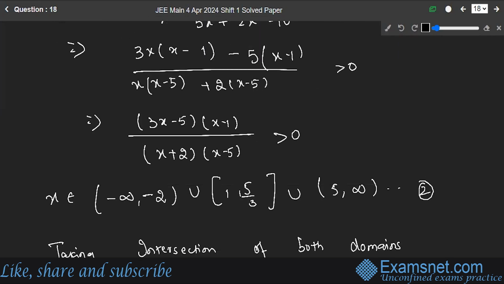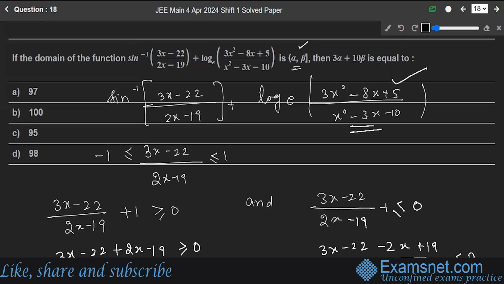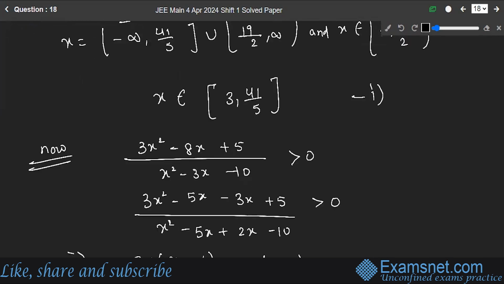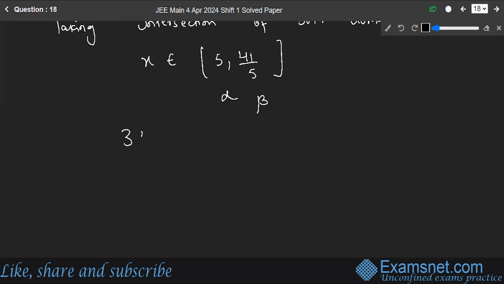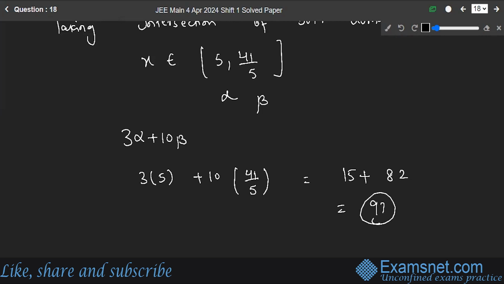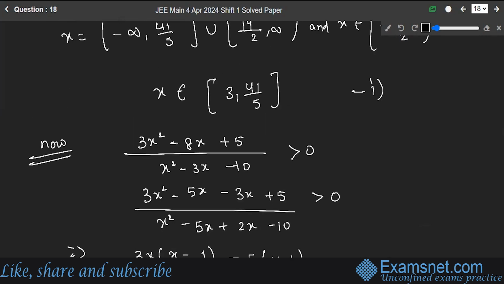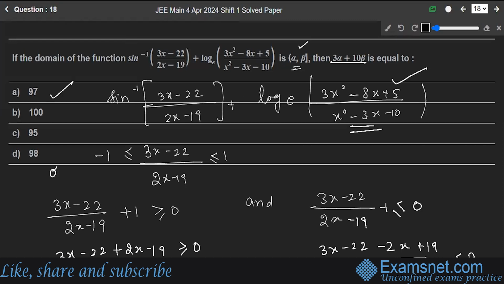What else you have to find out was 3 alpha plus 10 beta, which is 15 plus 82. This gives me 97. So this is the answer to the question, option A. This is the right answer to the question. Hope you're clear with this. Let's move to the next one.